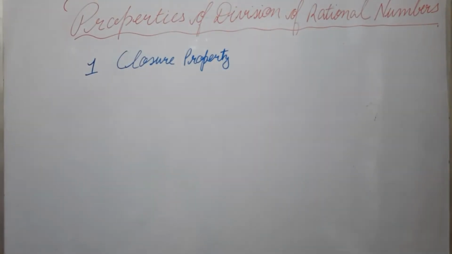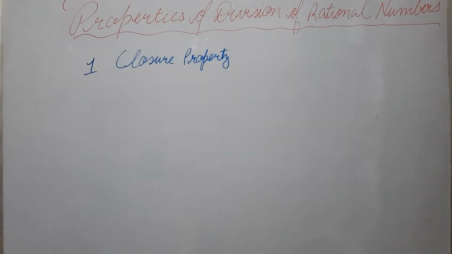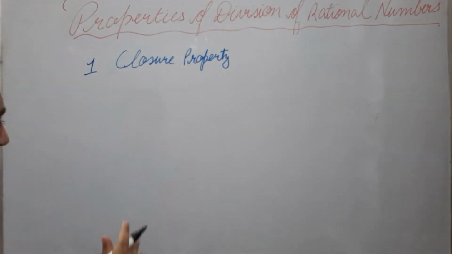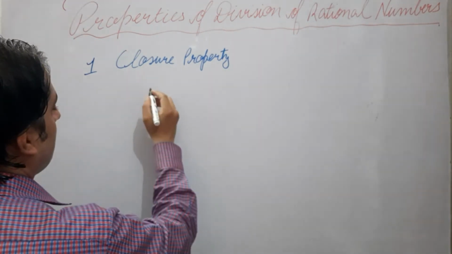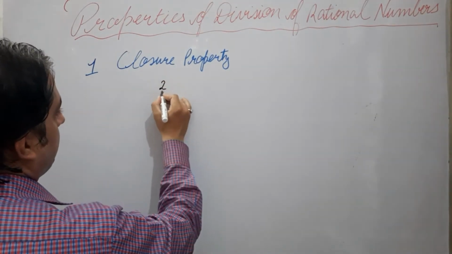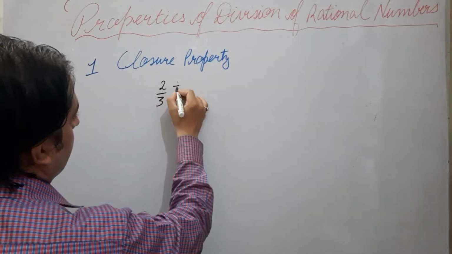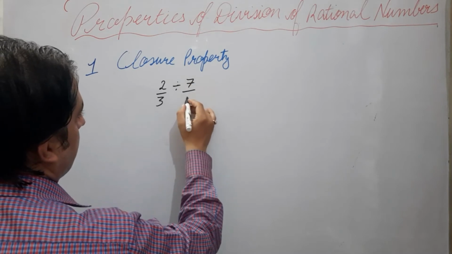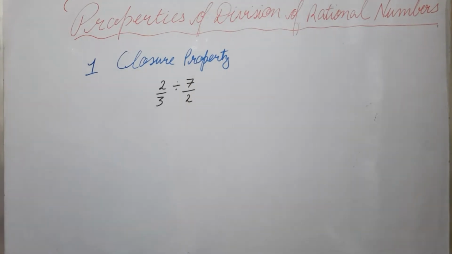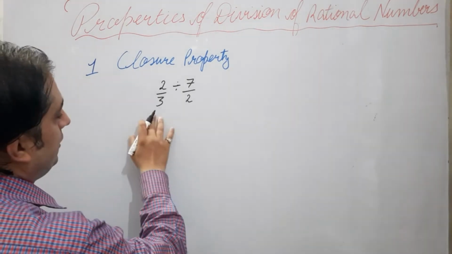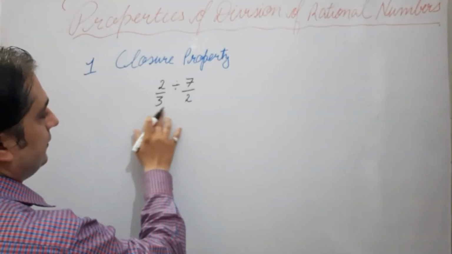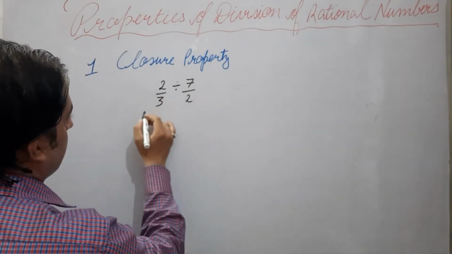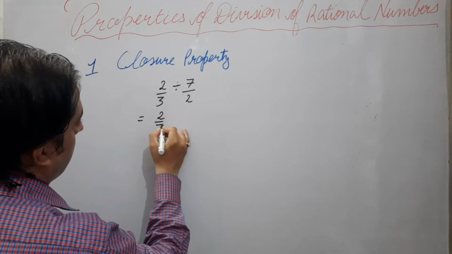Let's divide two rational numbers and check whether the division is a rational number or not. If I take the example 2 by 3 divided by, let's say, 7 by 2, so I take these two rational numbers, and divide the dividend by the divisor.